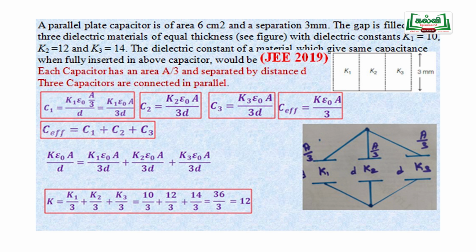For C2, change only the dielectric constant. For C3, change only the dielectric constant to K3. For the single equivalent capacitance, I must have the dielectric constant as K. Since these 3 capacitors are connected in parallel, the effective capacitance is C1 plus C2 plus C3. You substitute, and epsilon A by D cancels. So I get K equal to K1 by 3 plus K2 by 3 plus K3 by 3. If you substitute the numericals, I get K equal to 12.